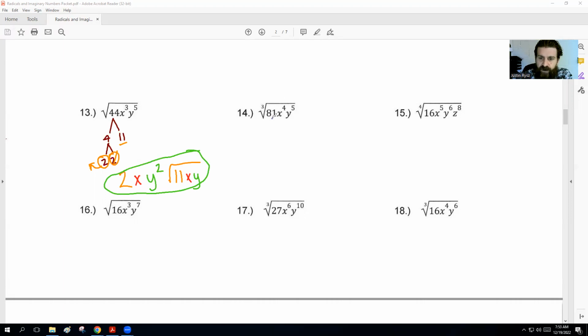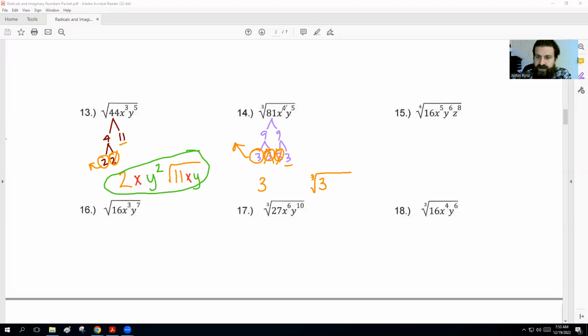All right, cube root of 81. 81 is 9 times 9. 9 is 3 times 3. So there's 81. Now with cube roots, we need to have 3 of them. So we got 1, 2, 3. Get rid of 2 of them, so 1 can break out, and we'd have 1 left over. So we got a 3 outside and another 3 inside the cube root.